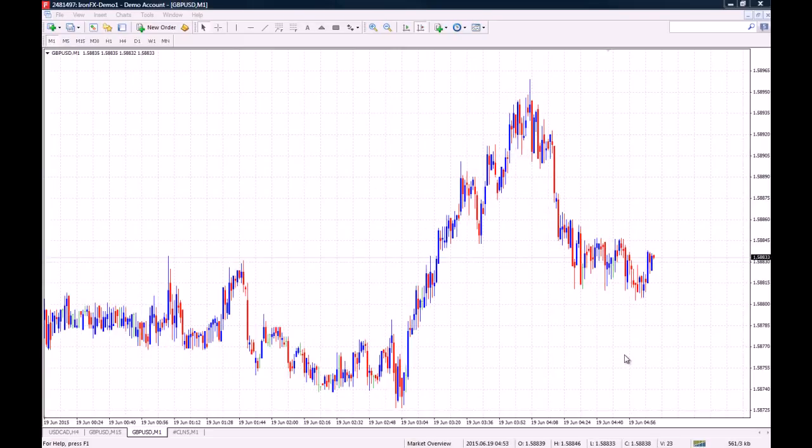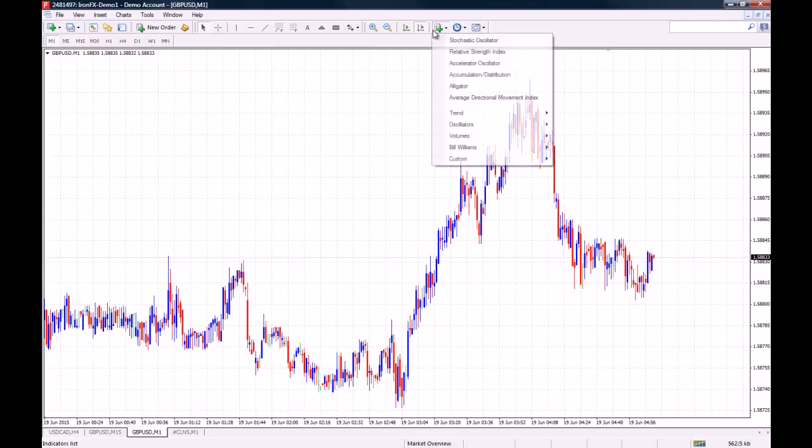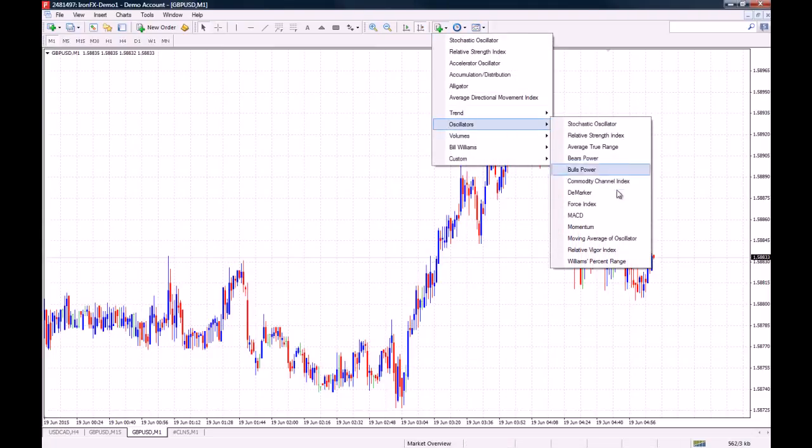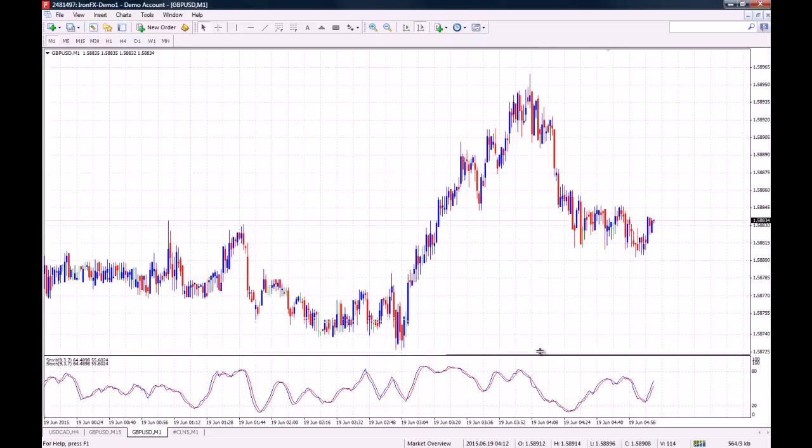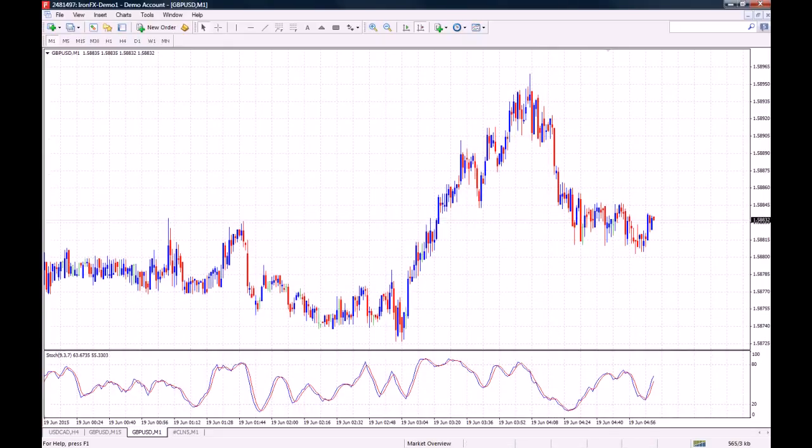Now, the first thing we're going to do is add an oscillator. And the oscillator that we are going to choose here is a stochastic oscillator. And we are going to use a 9 K percent period, a 3-period percent D, and a slowing of 7. Okay. Now, this is how the stochastic oscillator looks on your chart.